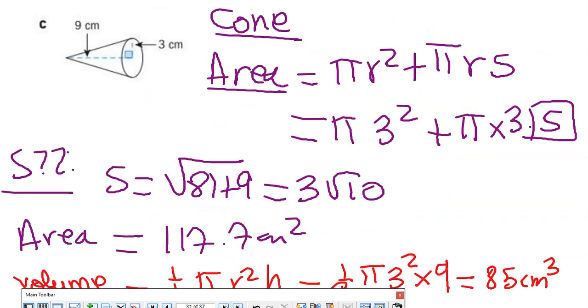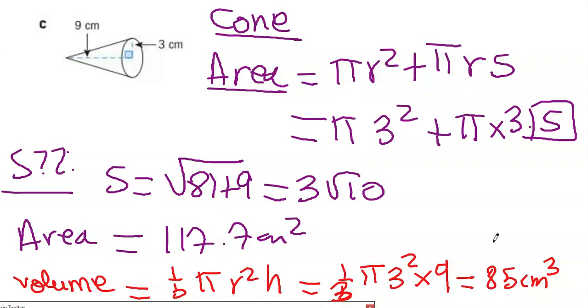Now we move to C. Sorry, C is very easy. It's a cone. What is the area of the cone? The formula is pi r squared plus pi r s. So here it's pi 3 squared plus pi times 3 times s. What's s? This is s. This is the slant. Do we have the slant? We don't have it. I need to find it.